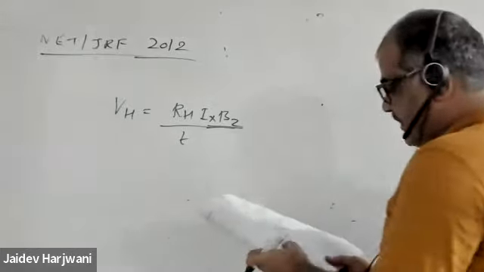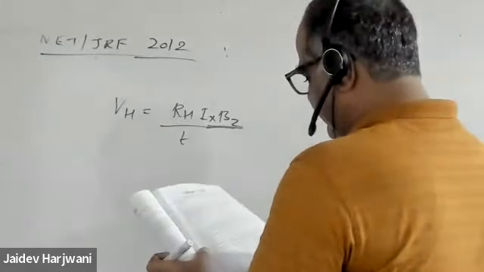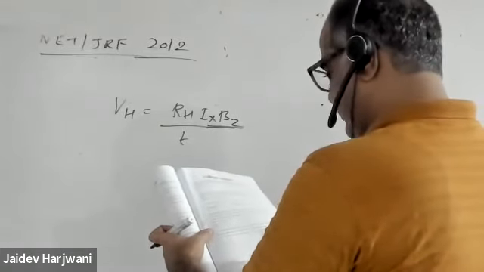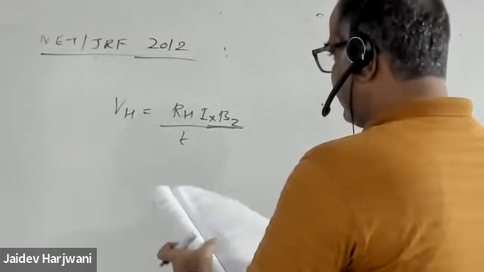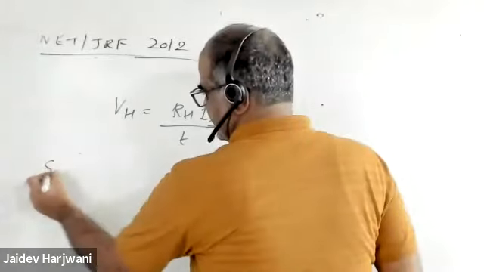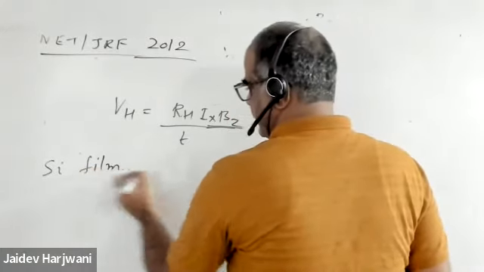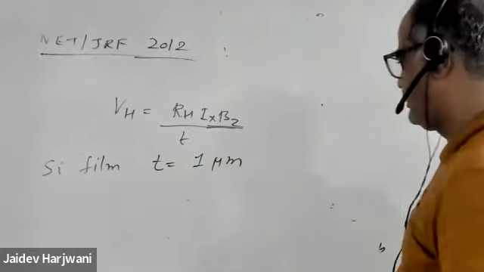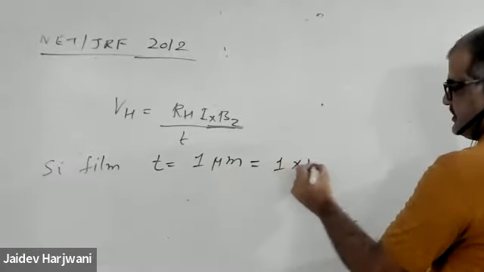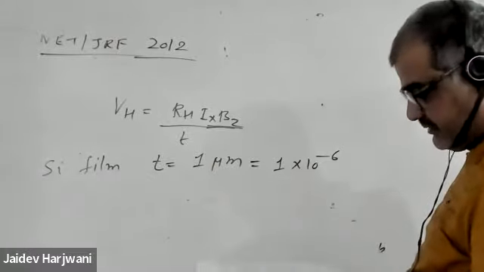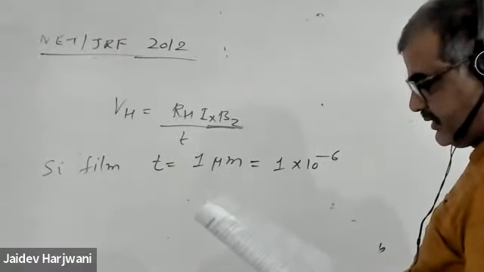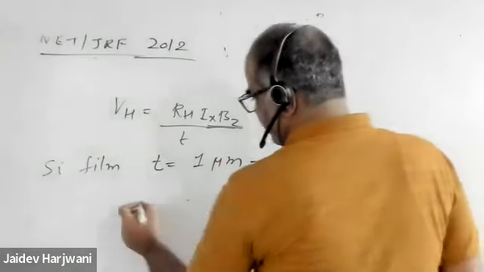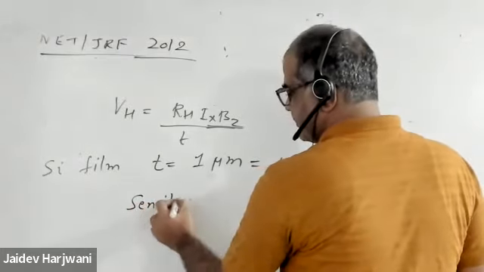Okay, so they say a magnetic field sensor based on the Hall effect is to be fabricated by implanting a silicon film of thickness 1 micrometer. So they have given a silicon film, and the thickness they have given is 1 micrometer, that is 1 into 10 raised to power minus 6. The sample thickness is given, and they are saying the specification requires a magnetic field sensitivity. Now, what sensor do we require? The sensitivity is given.